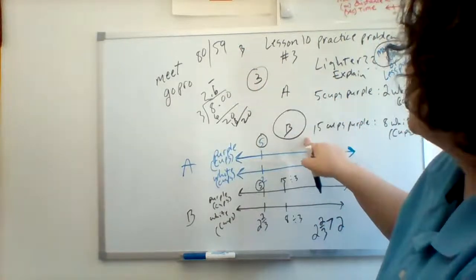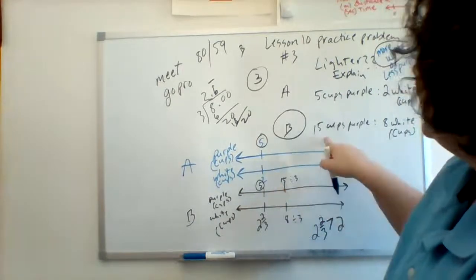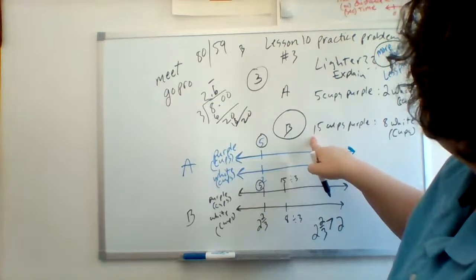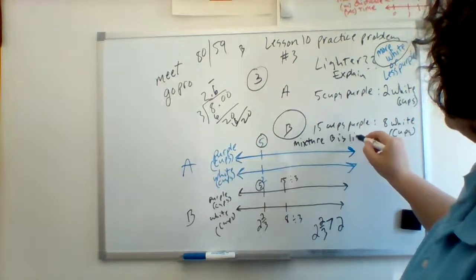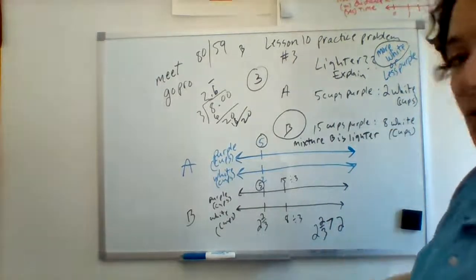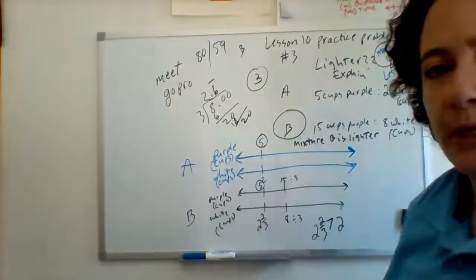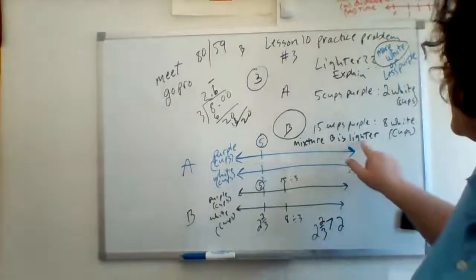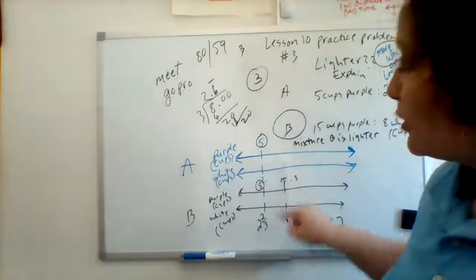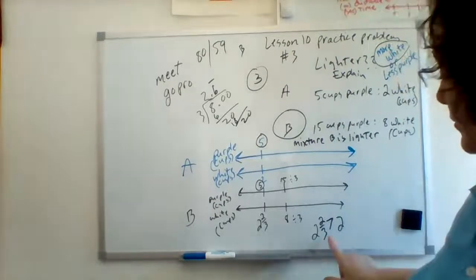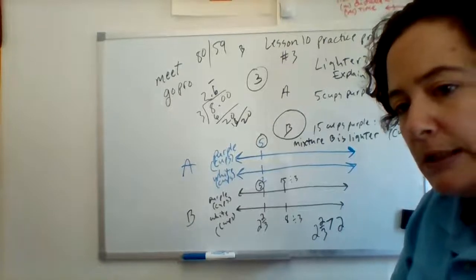This one, mixture B, since it has more white for the same amount of purple, it is the lighter one. Mixture B is lighter. What's the explanation? I was explaining it as we were doing it, so you have to write this down. Mixture B is lighter because for the same amount of purple, mixture B has more white. And you can include the inequality. Nice job, Brian.